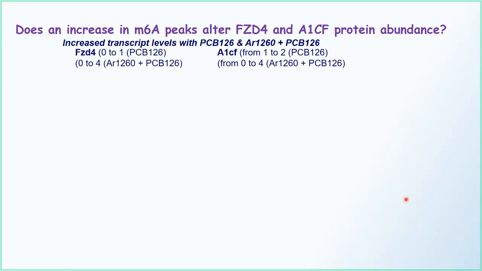So next, we ask the question, does an increase in M6A peaks alter FZD4 and A1CF protein? On those volcano plots, I think I pointed to FZD4. They showed increased transcript level abundance, and we saw an increased number of M6A peaks from 0 to 1 with the PCB exposure and from 0 to 4 with the dual exposure. So we were looking at the dual exposure data in the volcano plot. And A1CF went from 0 to 4 in the dual exposure and from 1 to 2 in the PCB exposure group.